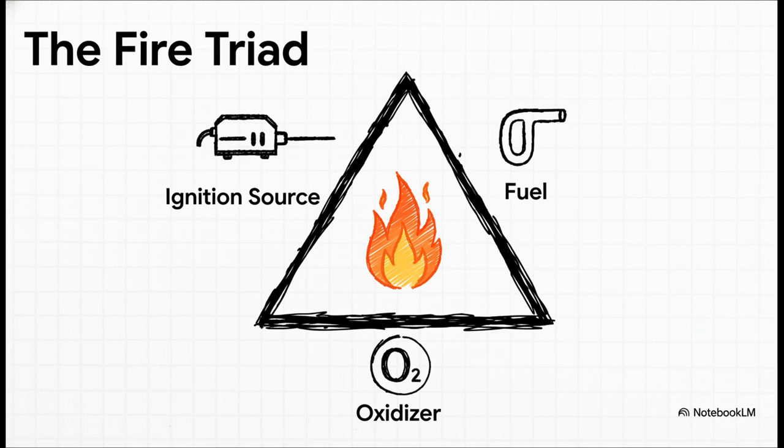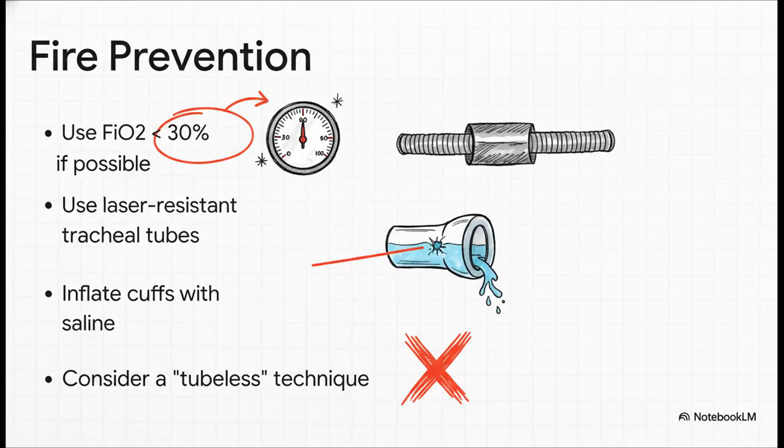To start a fire, you need 3 things. The ignition source, that's the laser. You need fuel. That could be a PVC tube, drapes, even tissue. And you need an oxidizer. That's the oxygen-rich gas mix we're providing. To stop a fire, you have to take away at least one piece of that triad. So these are your primary strategies to prevent that fire.